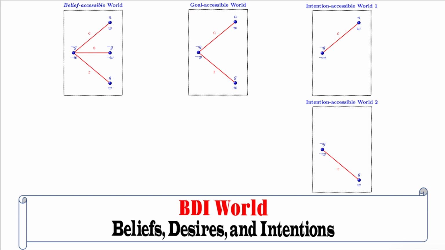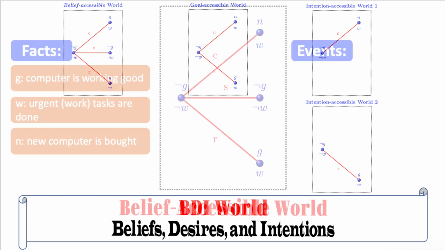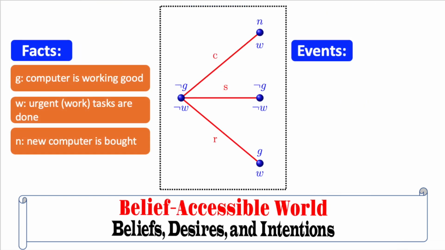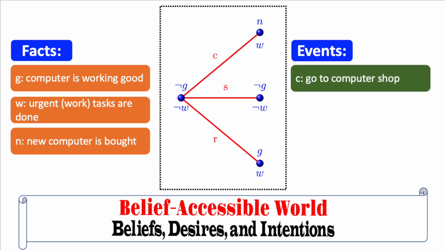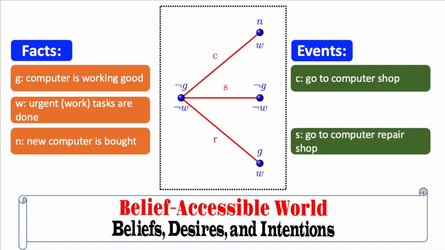For example, suppose you are using your computer to finish your urgent task or work, but suddenly your computer broke down. What would you do in this situation in order to finish your urgent task or work? You believe that you can go to the computer store to buy a new computer, and your work will eventually be done. You also believe that you can go to the computer repair shop and have the computer repaired. These are some of the possible beliefs that you have in mind.